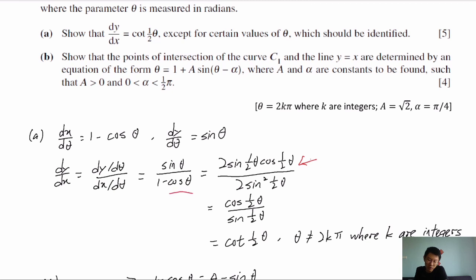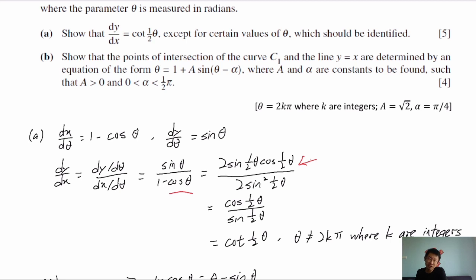The same goes for 1 minus cos theta. We use the double angle formula for cos 2 theta, in the version that has sine squared. Using the same idea, we get this. We can cancel off the 2 and the sine half theta, which ends us with cot half theta.